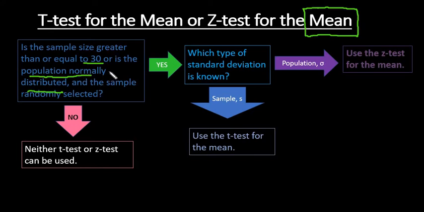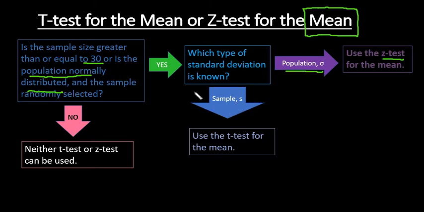If the answer to these questions is yes, then you're going to ask yourself, what type of standard deviation do I have? I have to have some type of standard deviation for both the t-test and the z-test. So you need to look at what type of standard deviation you have. If you have population standard deviation, then you're going to use the z-test. So the z-test goes with population, just like in the z-intervals.